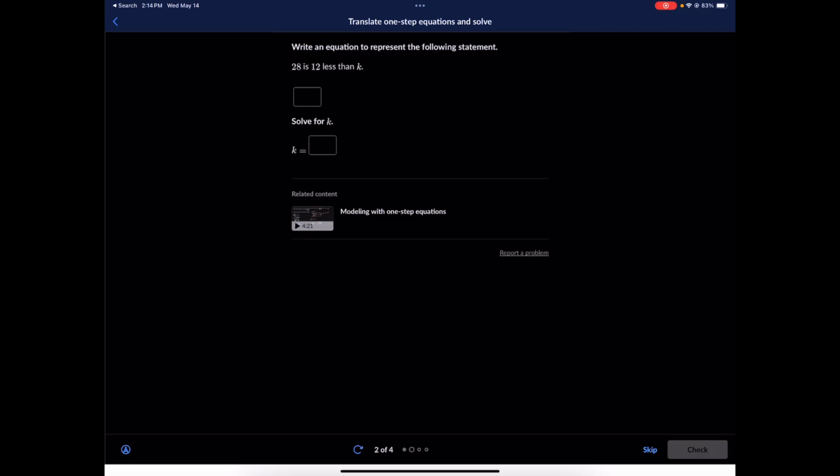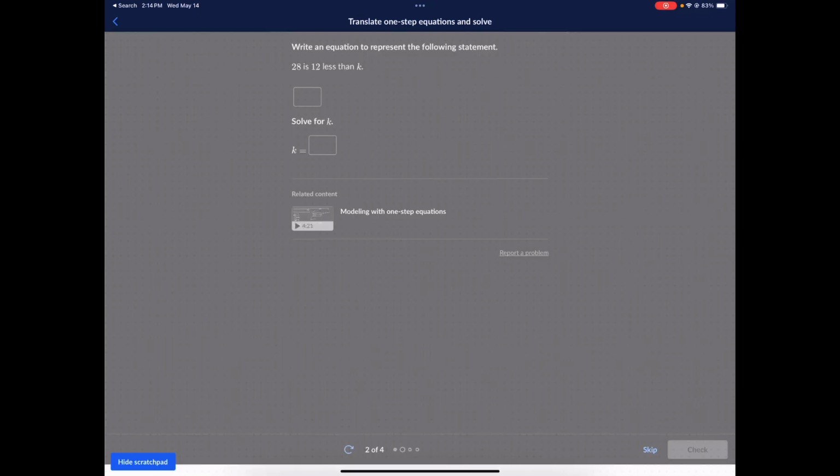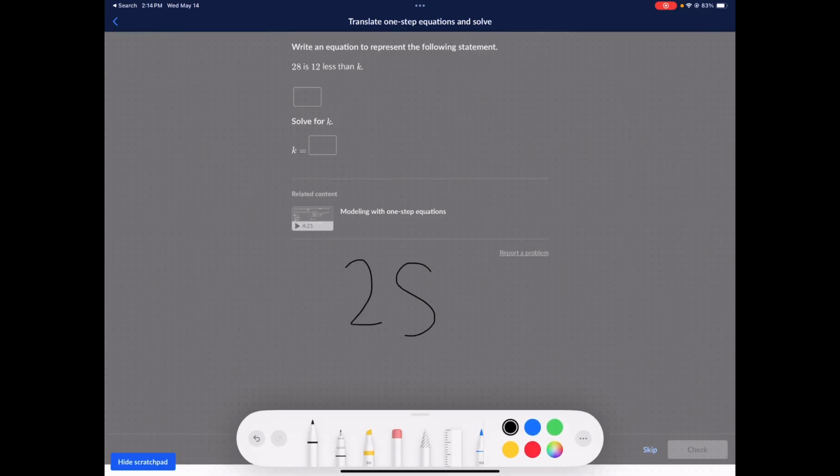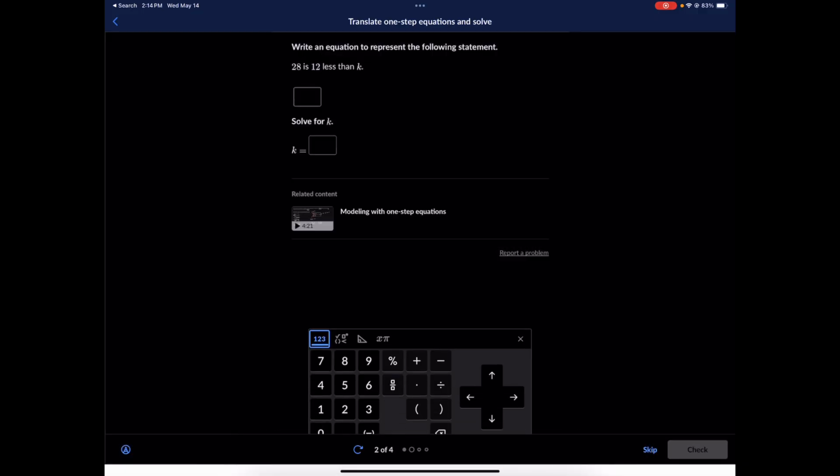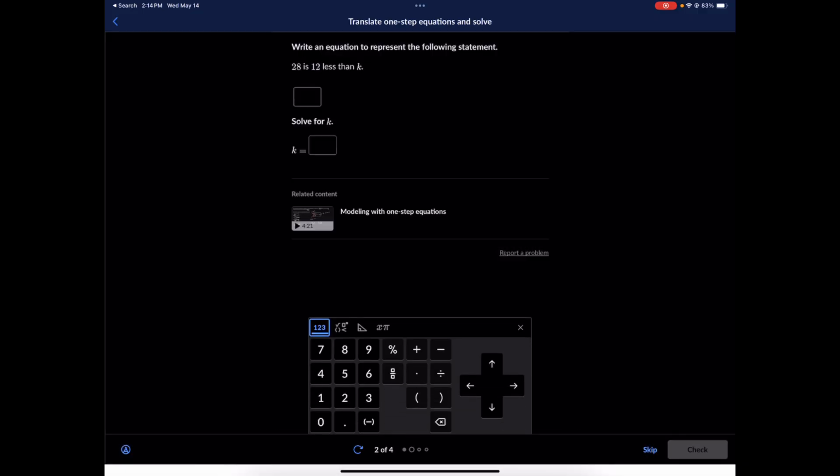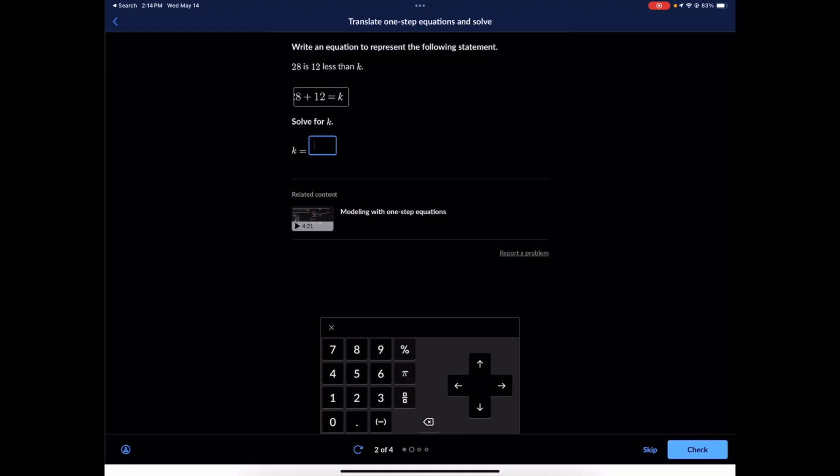28 is 12 less than K. So 28 is less than K. So we want to do 12 is equal to K. Because we're asked for less than. And now we actually already have our answer here. So 28 plus 12 is equal to K. And now if we solve for K, we get 40.